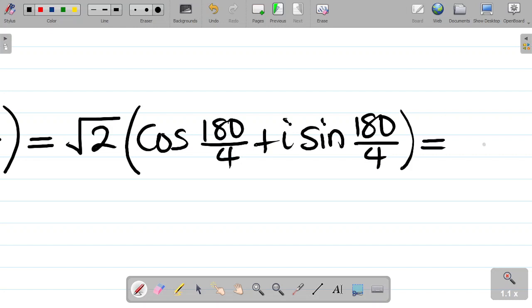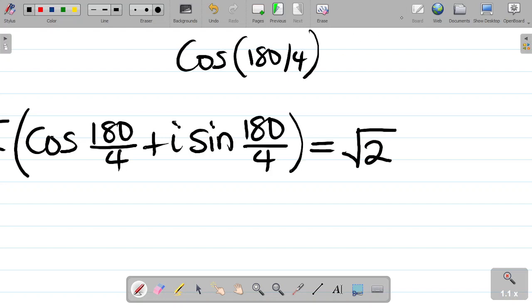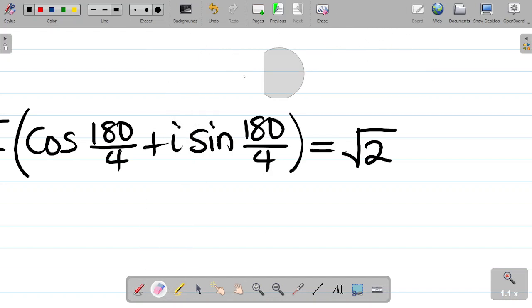Let's proceed with this. This is equal to root 2 into, now you get your calculator and you punch cos 180 over 4. Punch it this way: cos, open a bracket, type 180 over 4 like this. If you punch this correctly with a scientific calculator, your answer will give you root 2 over 2. That's your answer. So this one here gives us root 2 over 2.